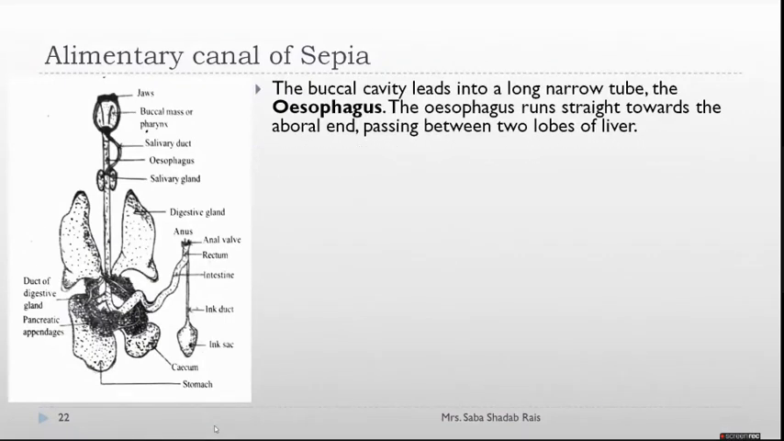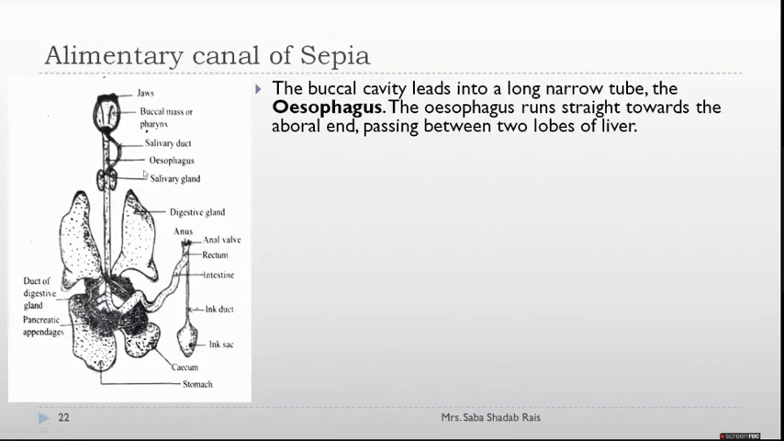Now let us talk about the buccal cavity. As I told you, one by one, we will be talking about the parts of the digestive system from mouth to the anus. So first we talked about the mouth, and now we will be talking about the buccal cavity. This buccal cavity, as I told you, comprises a pair of jaws and papilla. It also has the radula. Then it continues into the esophagus. We will be talking about glands later. First, we will be talking only about the alimentary canal.